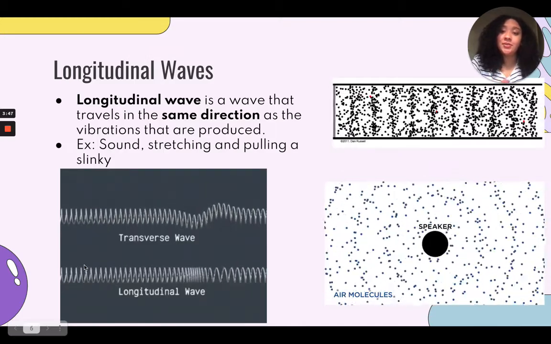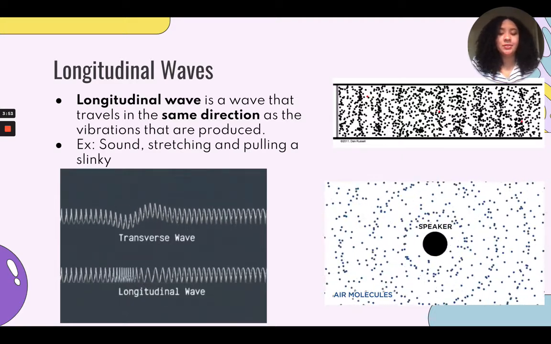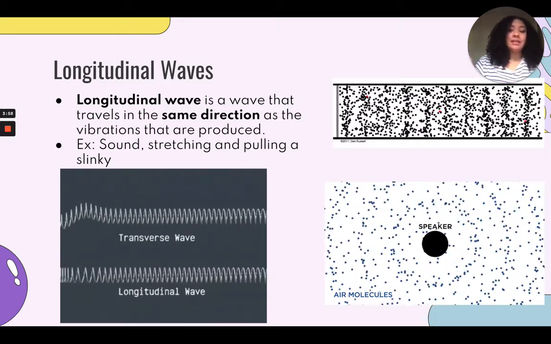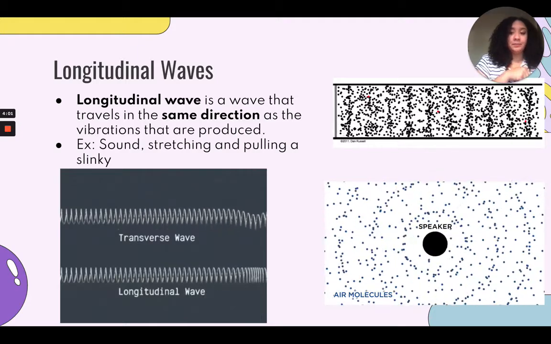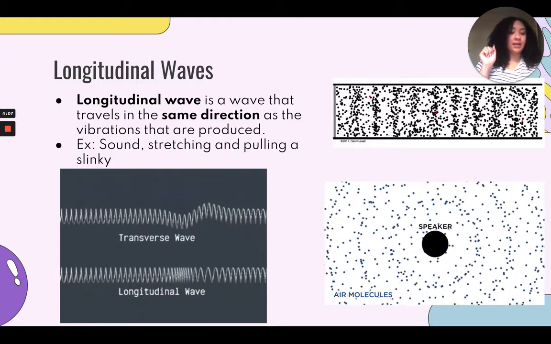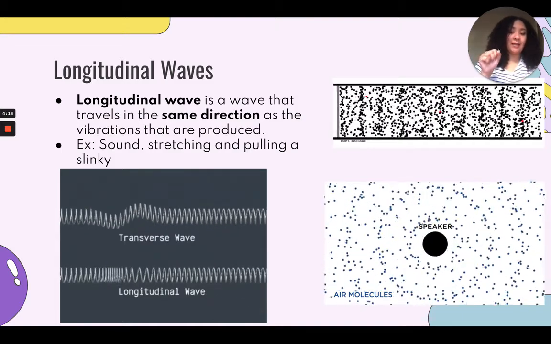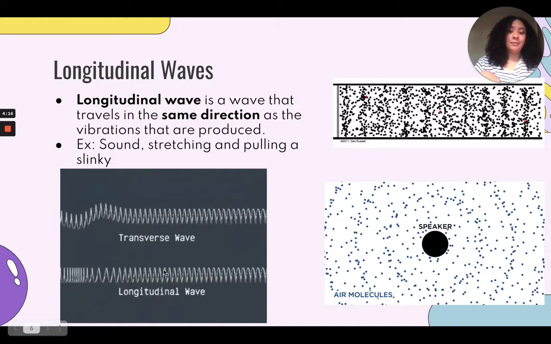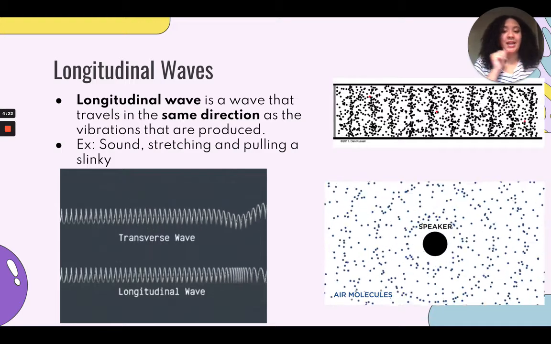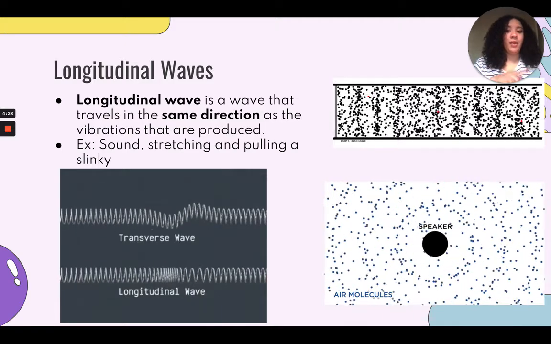Now let's talk about longitudinal waves. These are waves that travel in the same direction as the vibrations that are produced. Just the opposite of a transverse wave, it's going the same way as the push. If I'm pushing a slinky back and forth, or even one of those balloons stuck to a string, that's pushing the waves back and forth. It's not going perpendicular, it's parallel to each other. The push is the same direction as the wave. In a transverse wave, that's the opposite. The push is perpendicular to the wave.